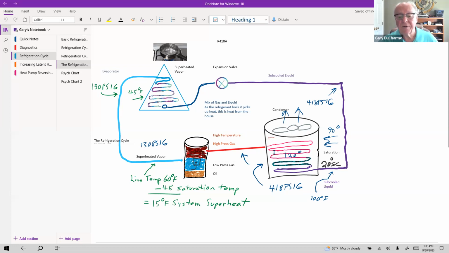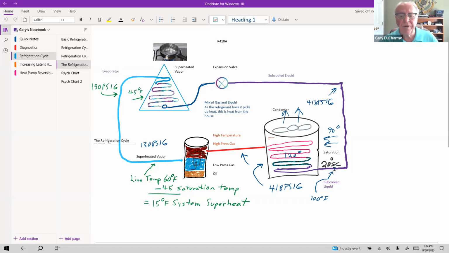The manufacturer says, okay, we're 418 psig everywhere on the high side, and 130 psig everywhere on the low side. So on the high side, when we come out of the condenser in the liquid line, we take a temperature reading right here, just as we did going into the compressor. We did it going into the compressor to find out how much superheated vapor we have coming in. We do it exiting the condenser to find out how much subcooled liquid we have leaving the condenser, because that's what we want leaving the condenser.